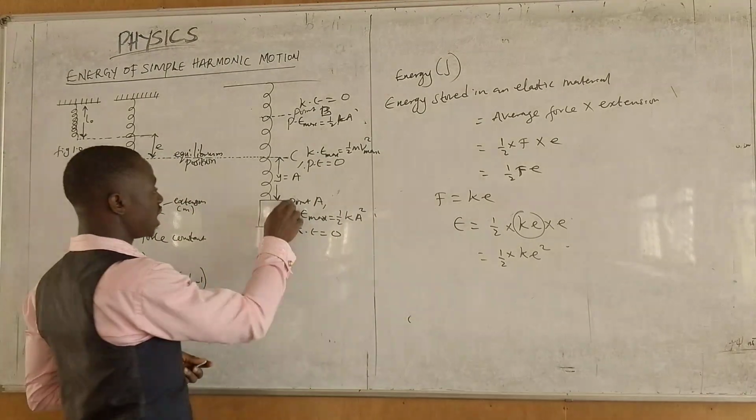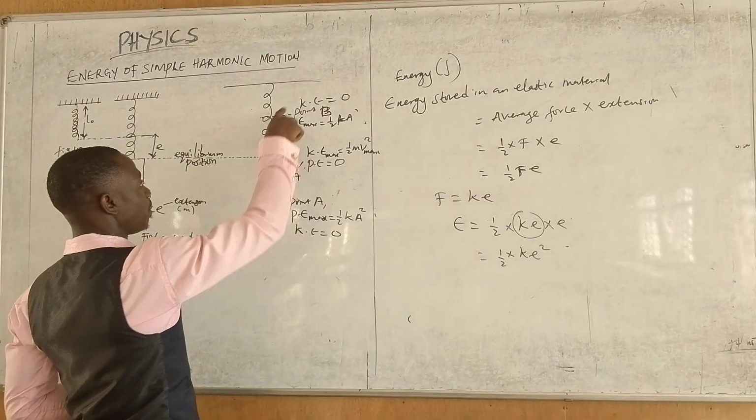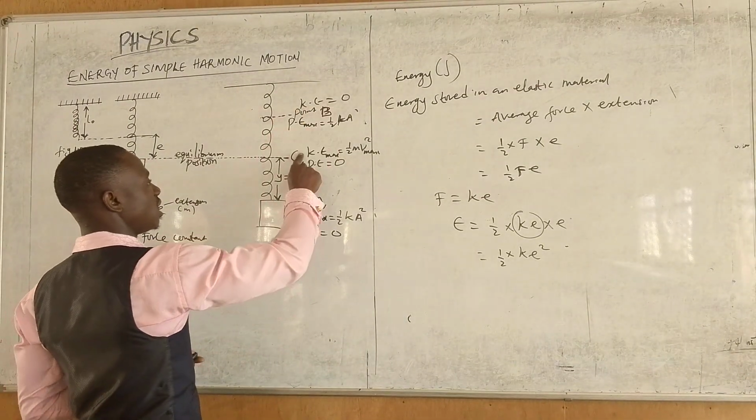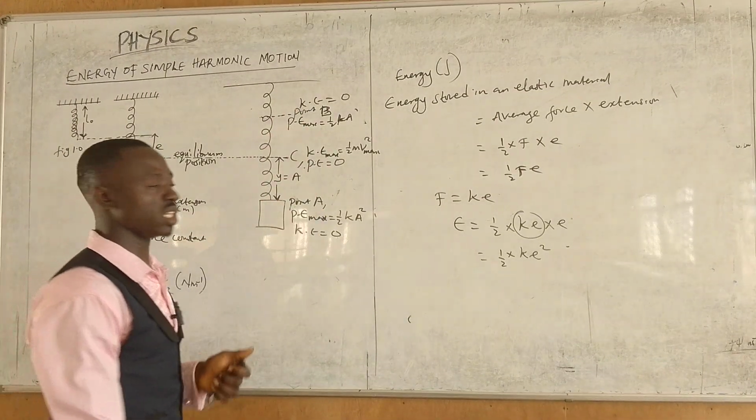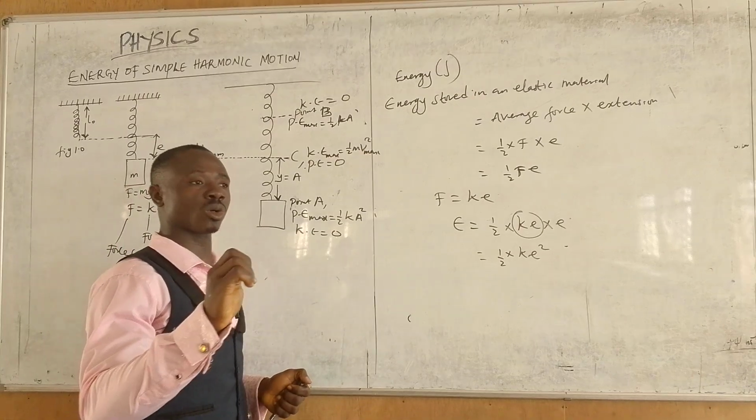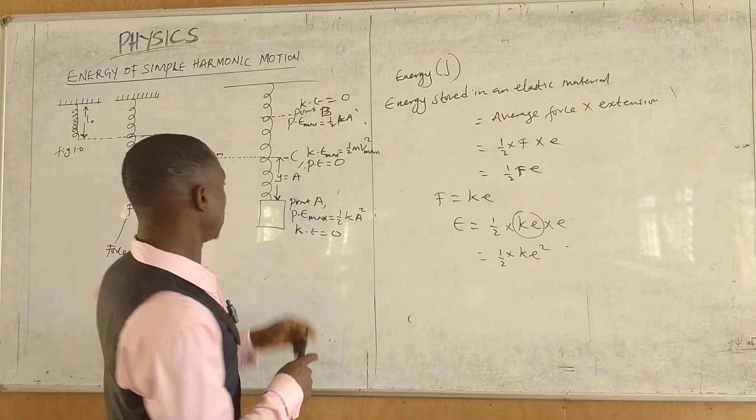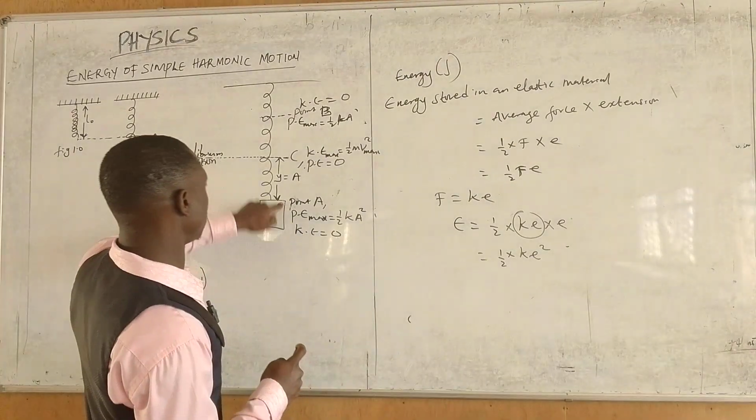So the energy at point A and the energy at point B are the same thing, only PE. Energy at point C is KE. But for your information, according to the principle of conservation of energy, energy here at A is equal to energy at C.